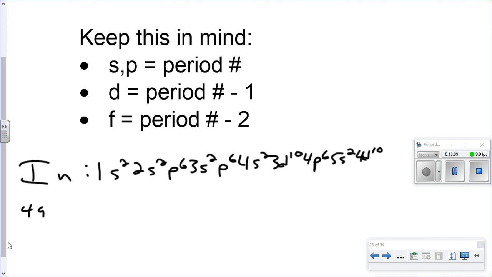finally 5p1. Okay, that's the final answer. So that's 10, 10, 10, 10, and 9. Element 49. 10 plus 10 plus 10 plus 10 plus 9 is 49. Okay, just to check, I also ended in the first row of the p block, and I'll explain that in class in case you forget.